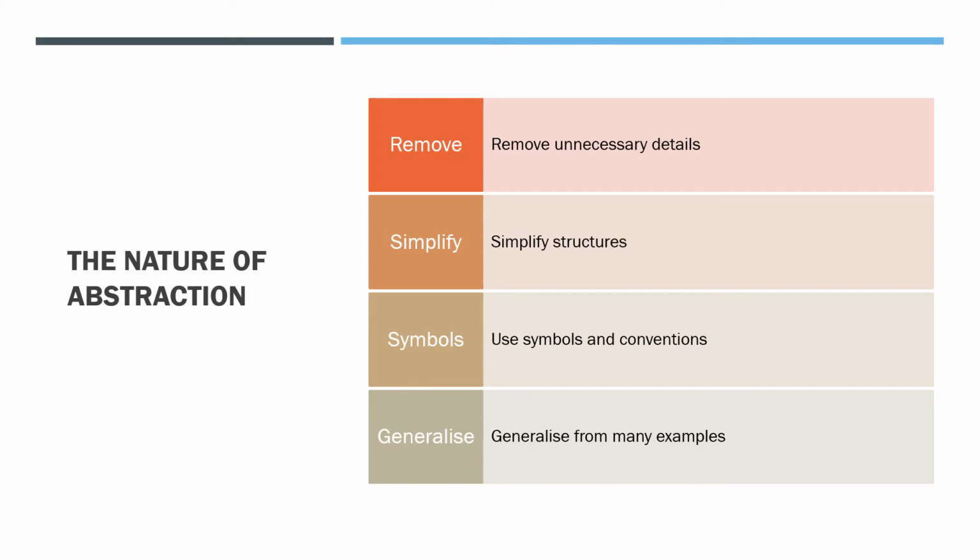So, what is abstraction? When we create an abstract model of a real-world system, we remove all the unnecessary details and we're left with a simple structure. We often use symbols and conventions so that we can render the details as simply as possible. And frequently, our model will generalize from many examples to pick out the factors which many different systems have in common.